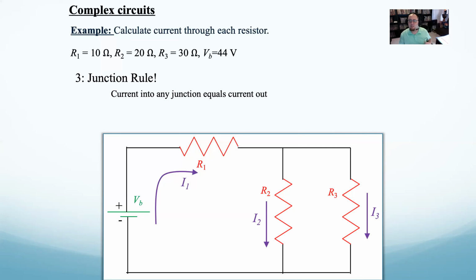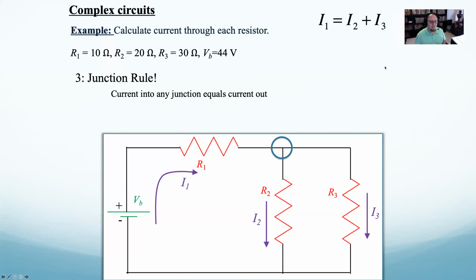What I'll do is I'll pick a junction. And it doesn't matter which junction. I'll pick any of the junctions. I used this one. And I'll follow the junction rule. I can look at this and say, okay, current I1 enters that junction. Current 2 and 3 leave that junction. So therefore, with the junction rule, I can say that I1 equals I2 plus I3. The current into here equals the current out of there. Does that make sense?